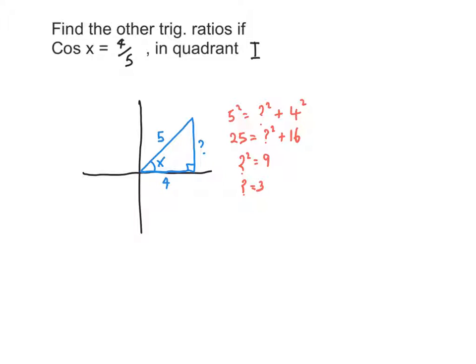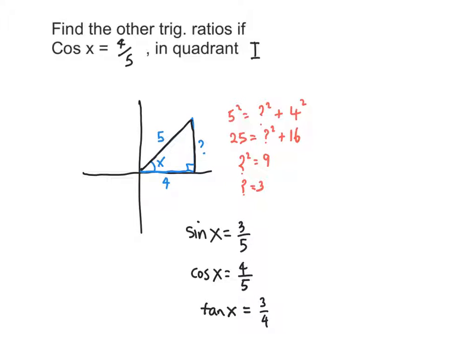And now it asks us to find the 5 other trig ratios. So sine x is going to be opposite over hypotenuse, 3/5. Cos x we've already got. We're given that, it is 4/5. Tan x is opposite over adjacent, so 3/4.